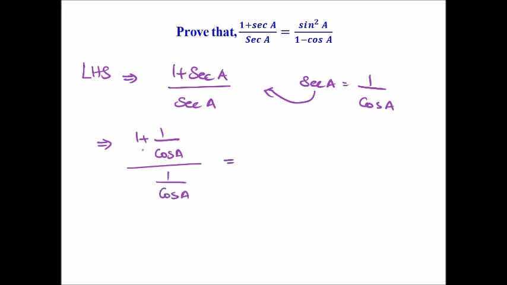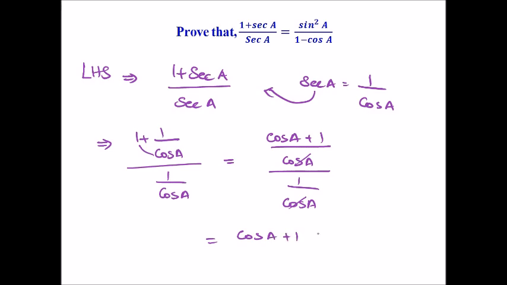That's equal to (cos A plus 1) divided by cos A, divided by 1 by cos A. This cos A and this cos A cancel. So you will get cos A plus 1. This is marked as 1.